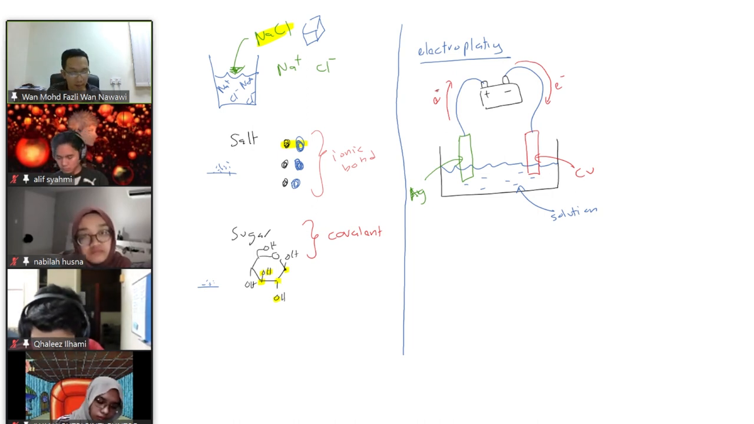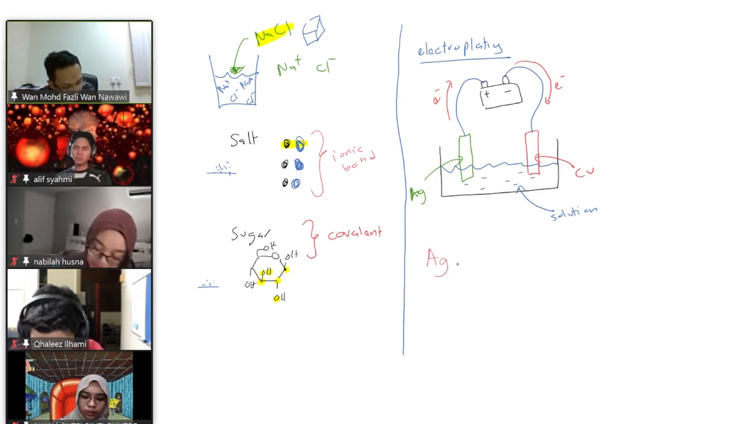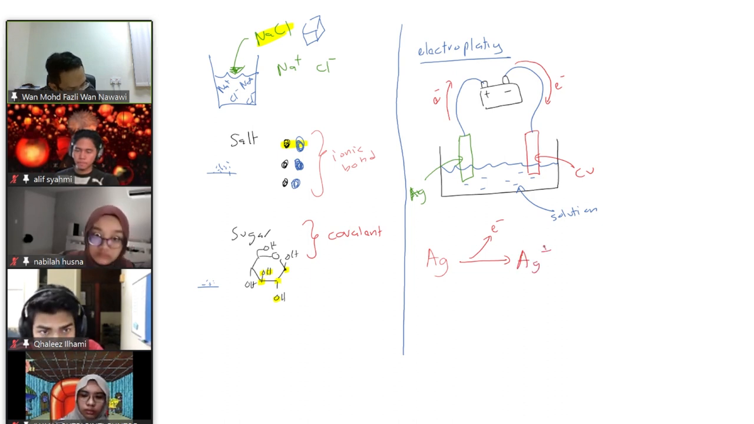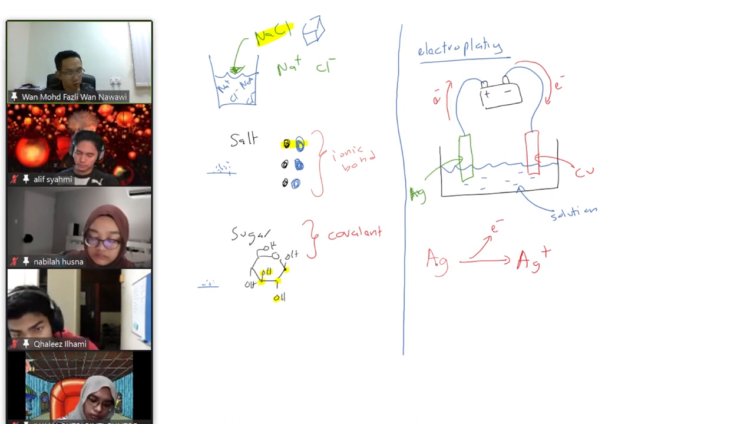So what does it mean? Meaning that the silver plate will lose electrons, because the electrons will move. When the electron moves, what will happen? You get Ag positive. That's what happened when you connect with the battery. The silver plate has many atoms inside, right? So some of the silver atoms will lose electrons, because the electrons will be pushed to the battery.